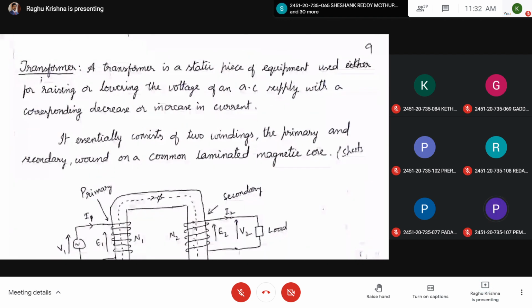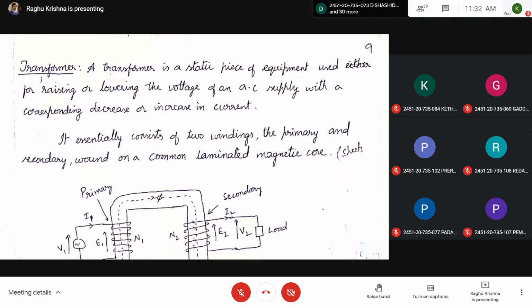Yes, sir. Okay. So a transformer is a static piece of equipment used for rising or lowering the voltage of an AC supply with a corresponding decrease or increase in current. So if you increase the voltage, current reduces. If you decrease the voltage, current increases because input power is equal to output power. So if the output voltage is greater than input voltage, the current will be less. Output current will be less than input current.